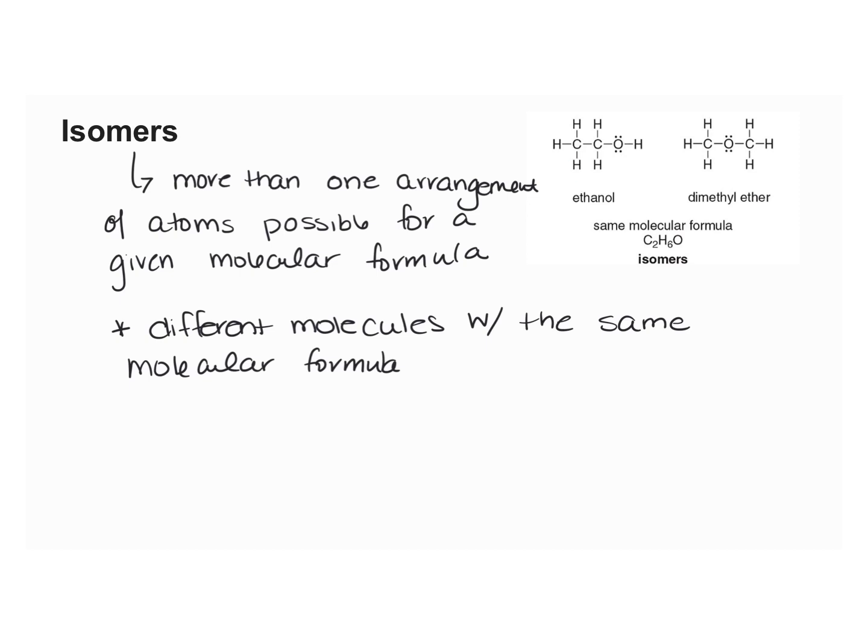But I want to show you an example here. We have ethanol here, and we have dimethyl ether. And what you're going to see is that both of these have the same molecular formula. It's C2H6O, and that means these are isomers of each other. And more specifically, we call these constitutional isomers.